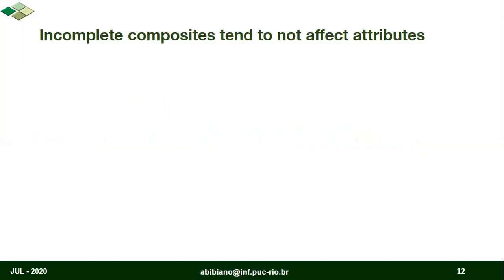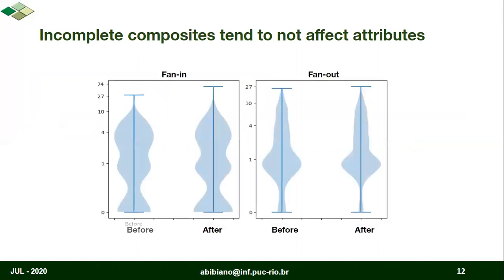We expect that incomplete composites improve internal quality attributes. However, in our results, we observed that incomplete composites tend to not affect the attributes. We analyzed code metrics related to internal quality attributes. For example, this figure presents the results on the metrics Fan-in and Fan-out. These code metrics are related to the internal quality attribute coupling.